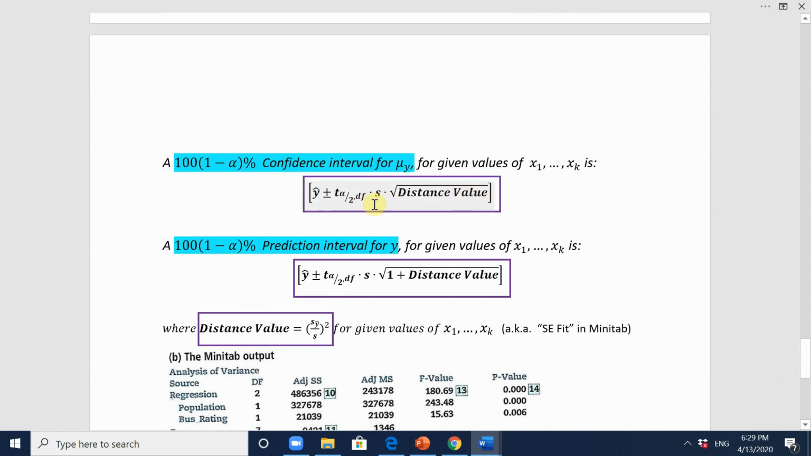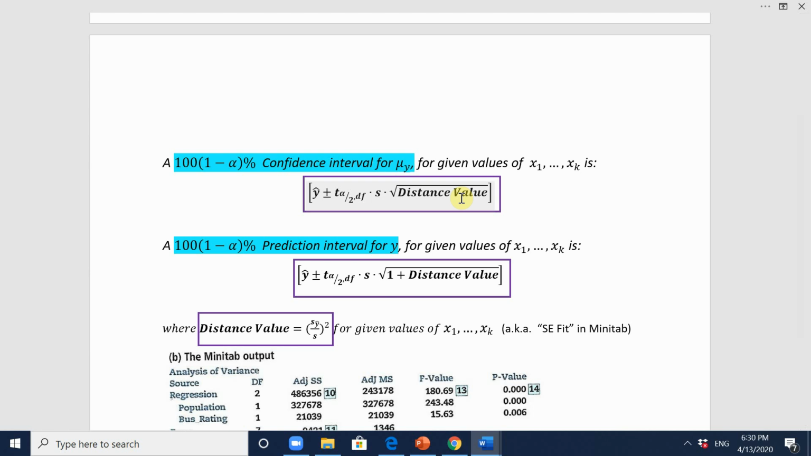Now the standard error for y hat here is the product of the standard error of the regression model. So that's S, which, if you remember, is in fact the square root of your MSE. Okay, that's what S is. Times this added factor here, which is the distance value, taking the square root of that distance value. So the distance value, let's not forget, is a measure of the distance of, in this case, the combination of values of x1 to xk from the center of the observed data.